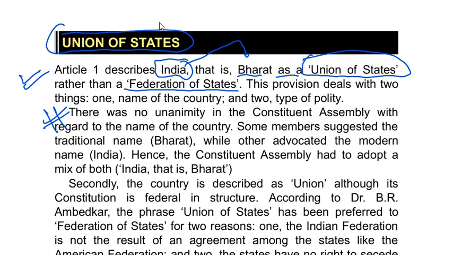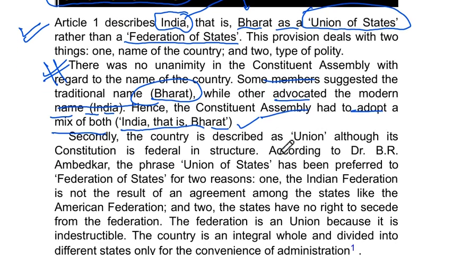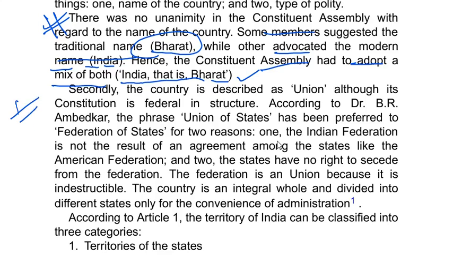First of all, there is a mention that during the episode where the name of the country was to be selected, a debate arose in the Constituent Assembly. Some members suggested that the traditional name, that means Bharat, should be adopted. On the other hand, some members advocated for the adoption of the modern name India. But finally, the Constituent Assembly adopted a mix of both. That means in Article 1, it was written that India, that is Bharat. Second part. Now, India is clearly mentioned as a Union rather than federal.